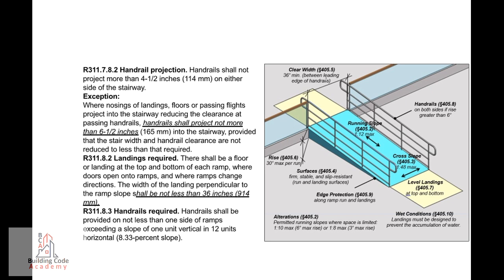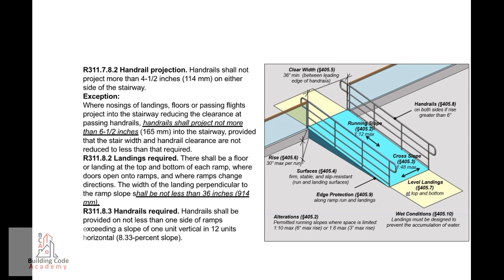R311.8.2 Landings required. There shall be a floor or landing at the top and bottom of each ramp, where doors open onto ramps and where ramps change directions. The width of the landing perpendicular to the ramp slope shall not be less than 36 inches, 914 millimeters.